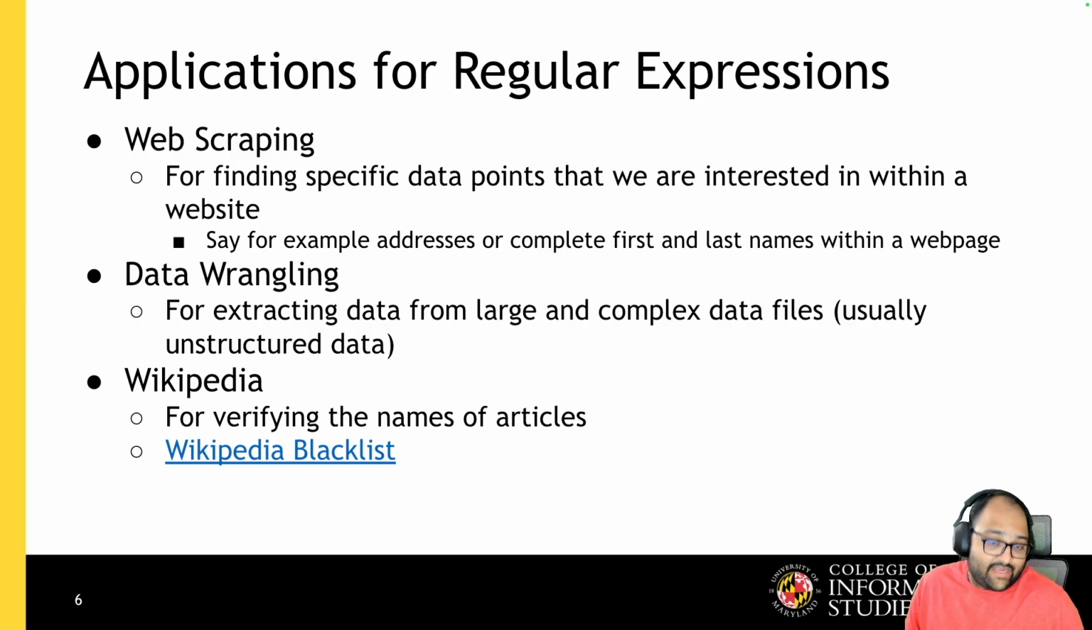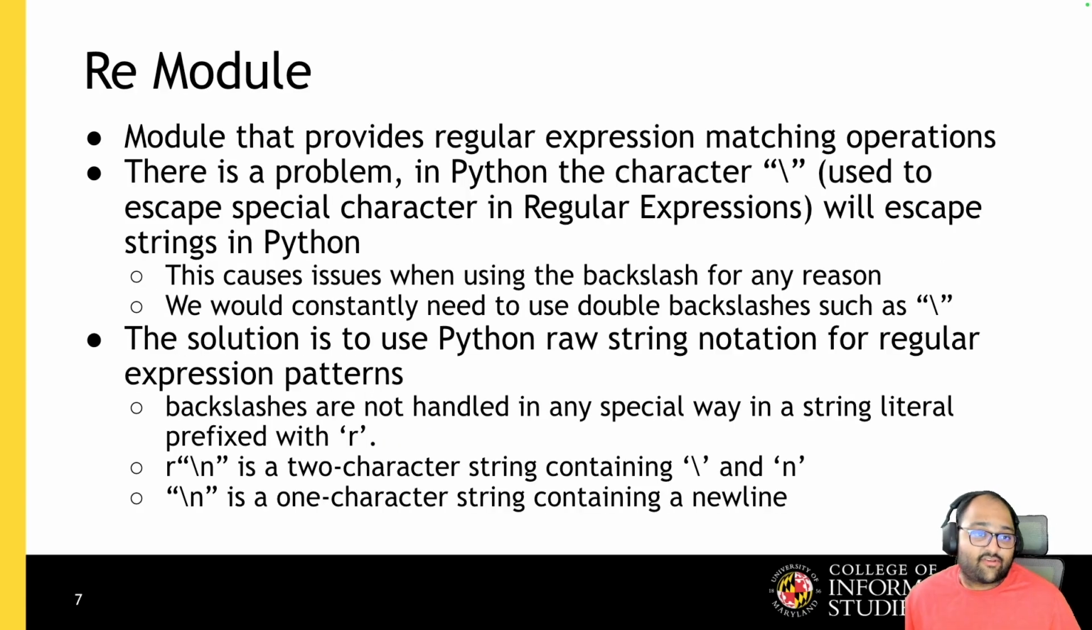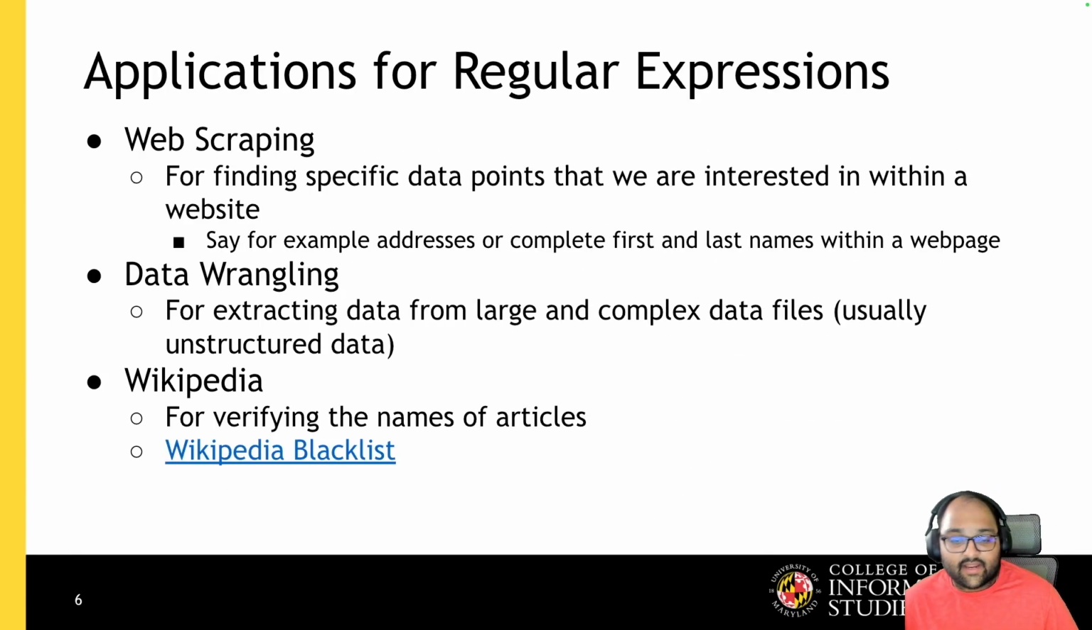So for example, let's say we want to find all the email addresses, right? Or complete first and last names, right? Or for extracting data from large and complex data files, right? Even Wikipedia has a blacklist, right? And they use regex to match to that blacklist, right?